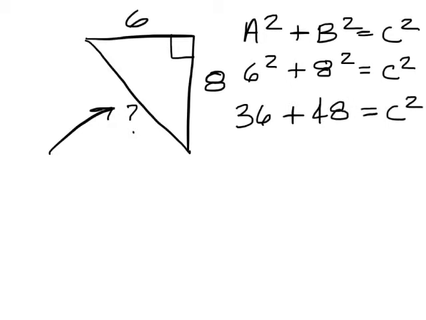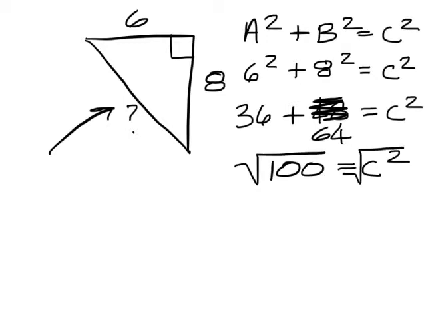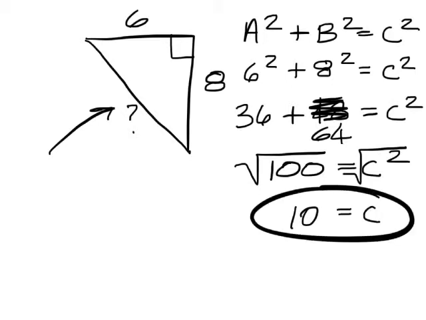Add those together. Or not 48, that should be 64. My fault. 36 plus 64. Add those together, and that will be 100. And then find the square root of both sides. Answer should be 10 for C.